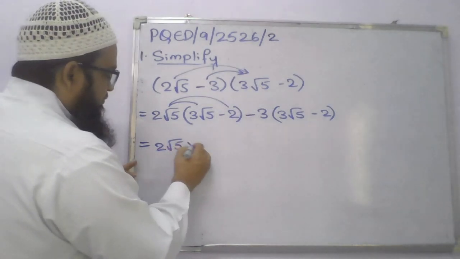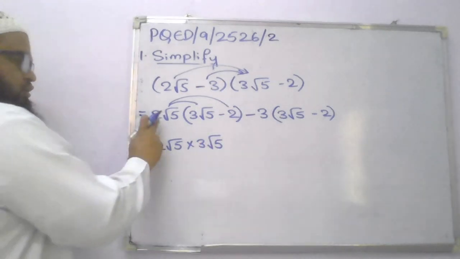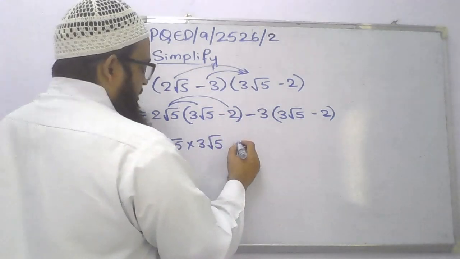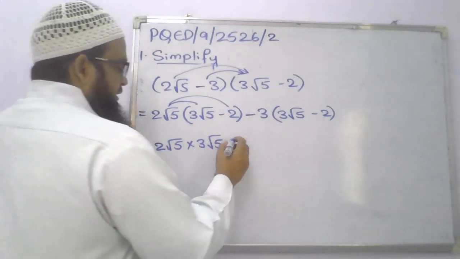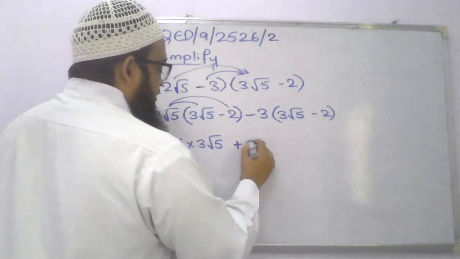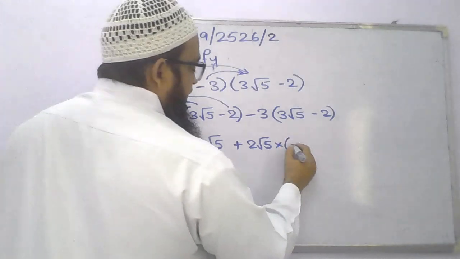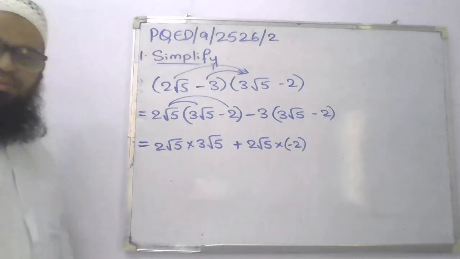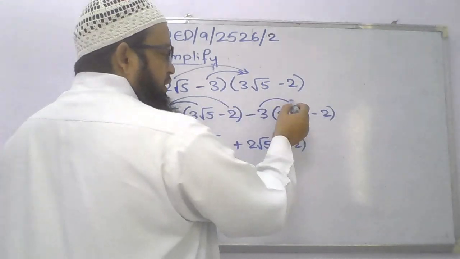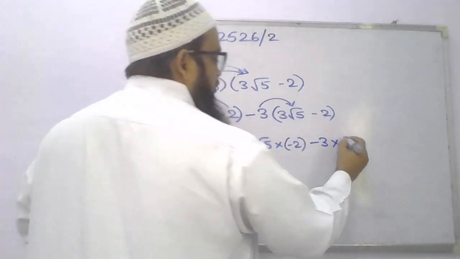2 root 5 multiplied by 3 root 5. Okay, so now you have plus into minus, so actually it has to be written like this. Since you are distributing plus 2 root 5, you write plus 2 root 5 multiplied by minus 2. Did you get it, my dear students? So now here what you are distributing? You are distributing minus 3 multiplied by 3 root 5.